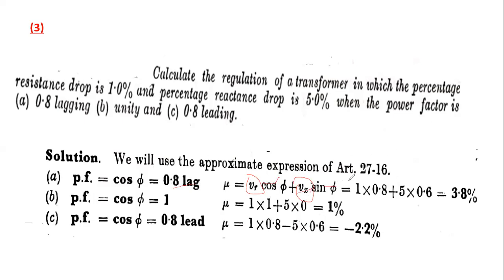From this cos phi value, we determine the sin phi. How will we calculate cos phi to sin phi? Cos phi is equal to 0.8 lag.